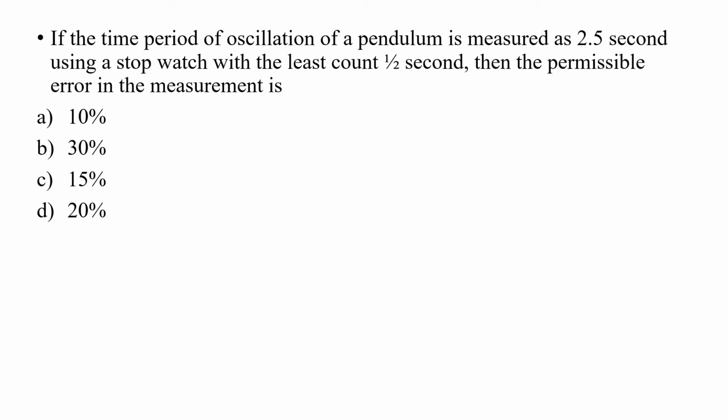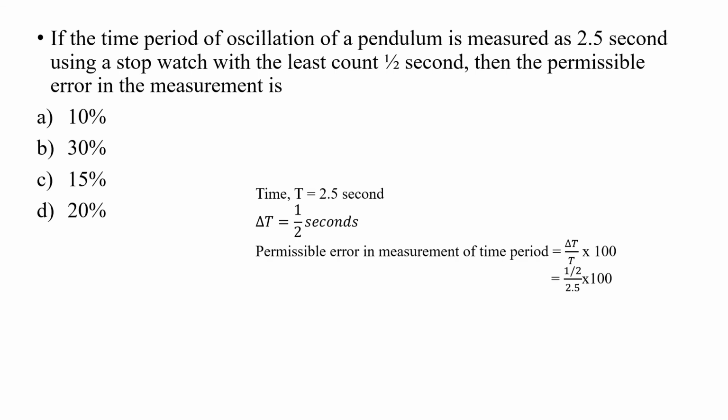Moving on to the next question. If the time period of oscillation of a pendulum is measured as 2.5 seconds using a stopwatch with the least count half second, then the permissible error in the measurement is what? I repeat, if the time period of oscillation of a pendulum is measured as 2.5 seconds using a stopwatch with the least count half second, then the permissible error in the measurement is dash.